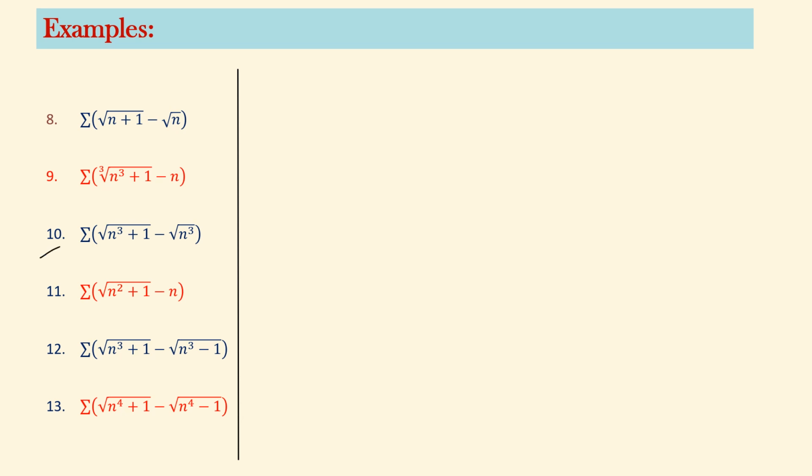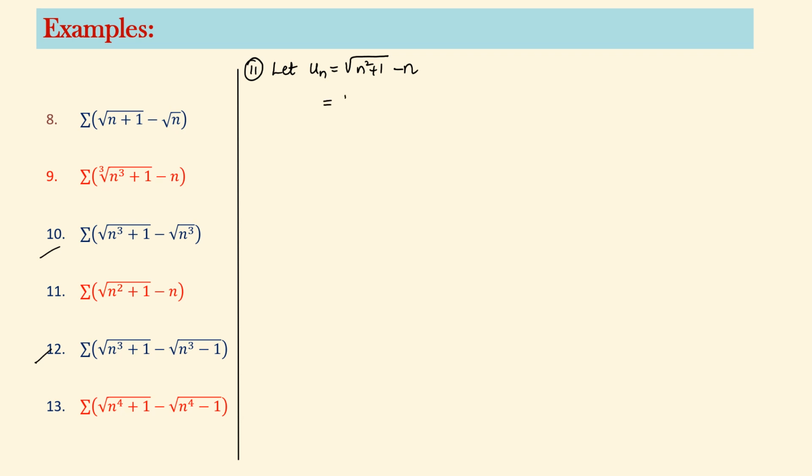So questions 10 and 12 are left to you. Let us do 11 and 13. So for question 11, what is un? Let un be equal to square root of n square plus 1 minus n.